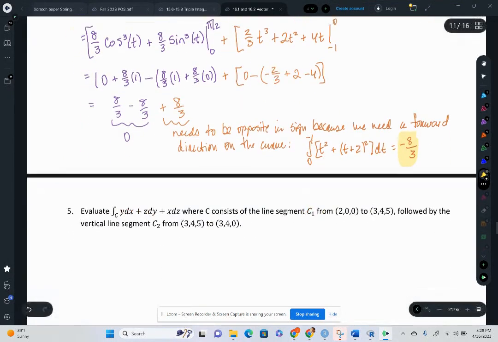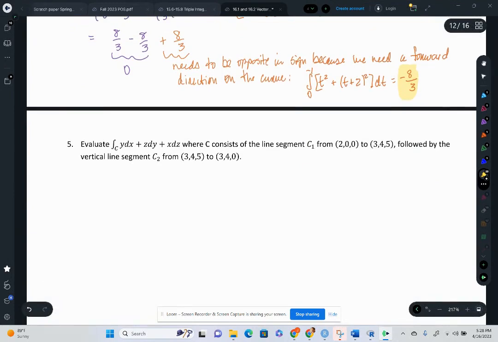Okay? All right. Another example, example 5, we're going to evaluate the line integral over C of y dx plus z dy plus x dz, where C consists of the line segment C1 from 200 to 345, followed by the vertical line segment C2 from 345 to 340. So that sounds horrible to draw. Well, I guess we got to do it anyway. So let's get an actual pen here.